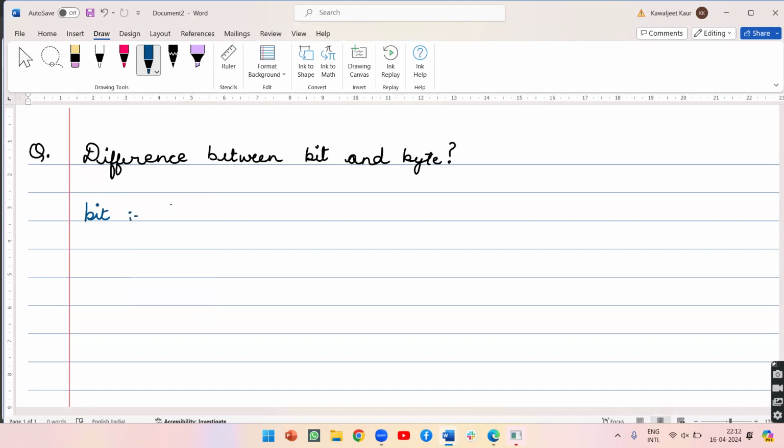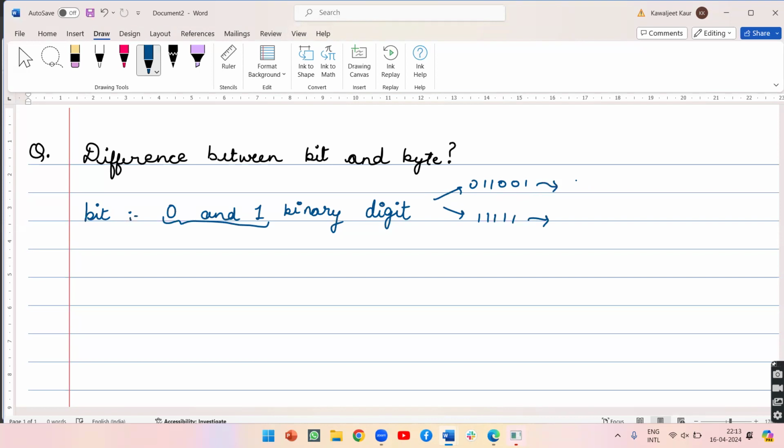In the bit, it is actually a binary digit. You can represent it by 0 and 1. So you can use either 0 or 1 to represent it. Both of these are actually binary digits. So that is actually the bit. It can be 0 1 1 0 0 1. It can be 1 1 1. All ones can be there.